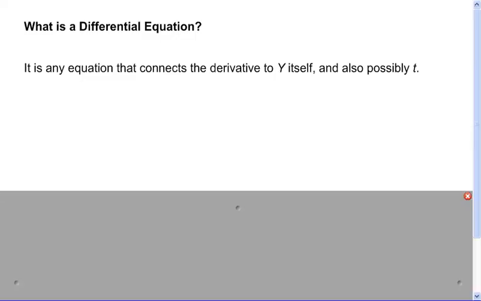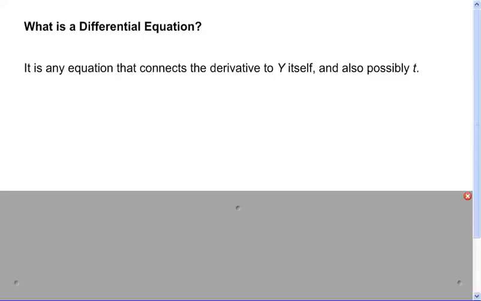In this video, we're going to talk about what exactly is a differential equation. So, very simply, a differential equation is any equation that involves a derivative. But more specifically, it's any equation that connects a derivative of a quantity with the quantity itself. And also possibly the time, the independent variable t, can also be involved, but it doesn't have to be.